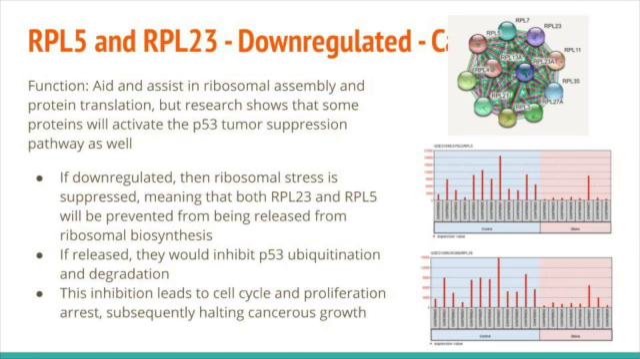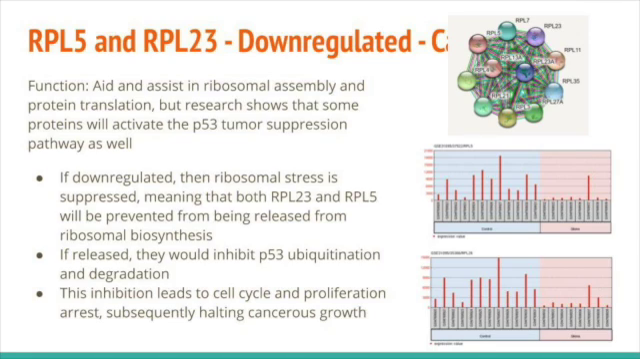There are two other genes that are also downregulated based on this data set. In the bottom right corner, you can see the graphs that show healthy patients versus glioblastoma patients and their levels of the proteins that come from these genes. In the top right corner, you can see the gene family that these come from, which helps show the other genes that can be affected by the downregulation of these genes. The function of these genes and their proteins is to aid and assist in ribosomal assembly and protein translation.